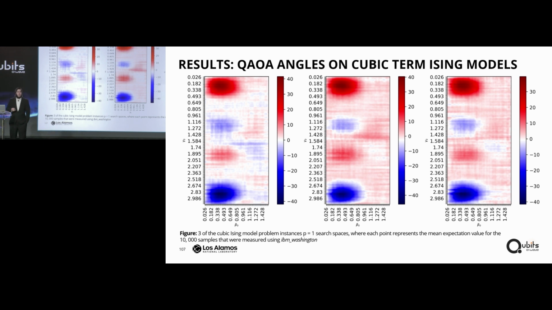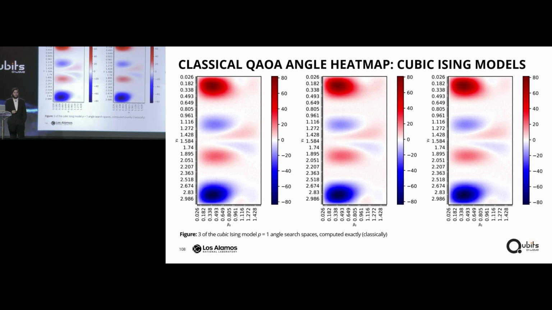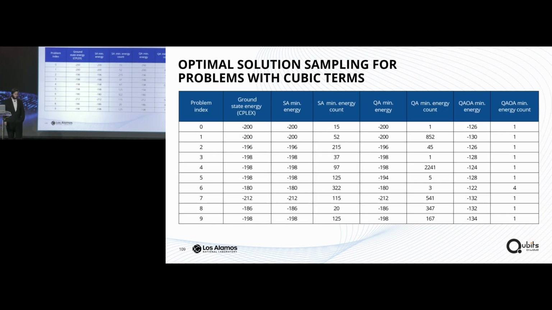The reason that I put 3 of these plots up here is because these are 3 entirely different problem instances. And the interesting thing is that even though these are different problem instances, the heat map is the same. This was an interesting thing that we didn't necessarily expect. This is referred to as parameter concentration. These plots are from the noiseless classical simulation for these QAOA circuits. Again, 1 round, and we see the same thing here, but the heat map is considerably less noisy. The previous plots were computed on IBM Washington.